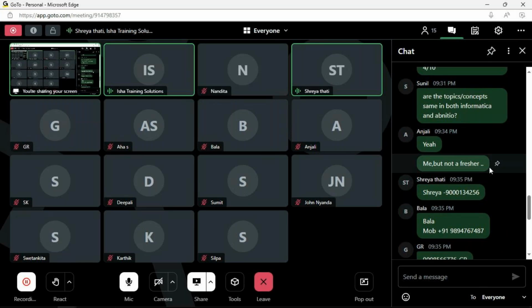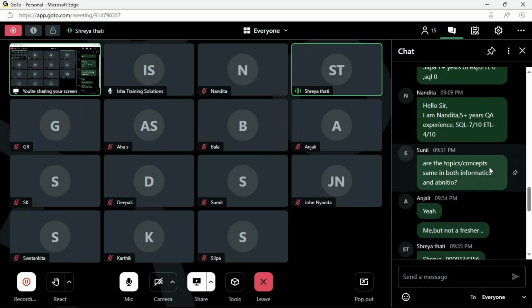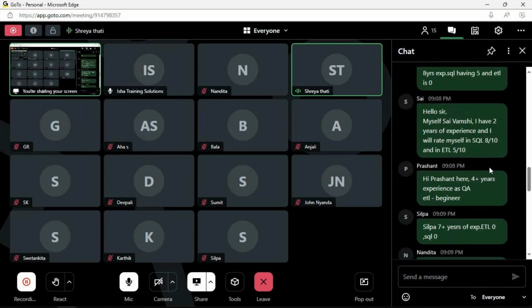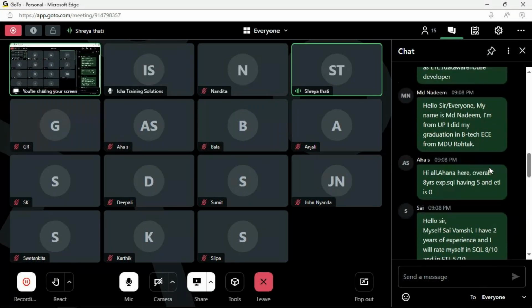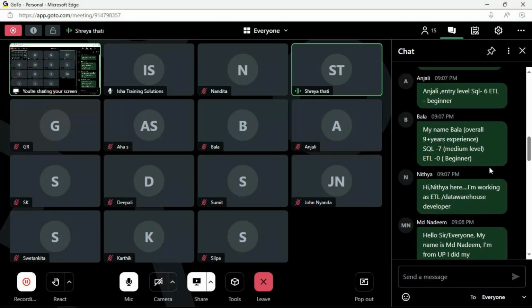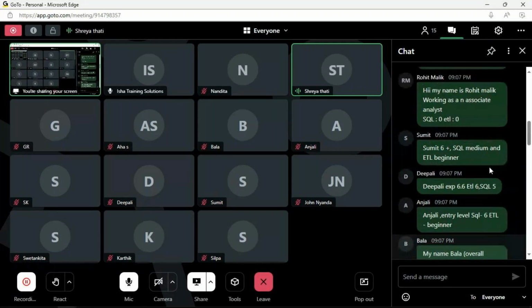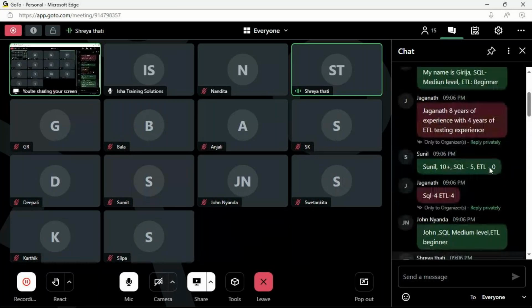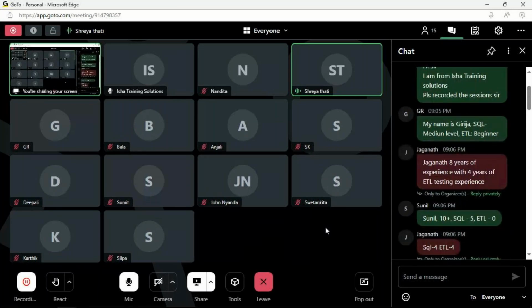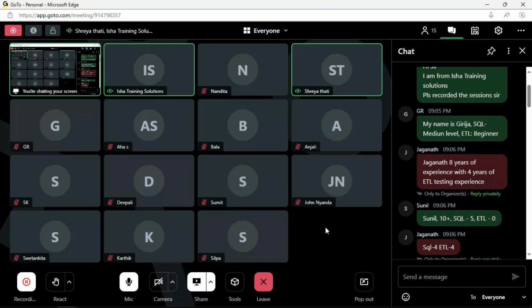Actually, I have posted my question there. I'm a functional tester with 7 years of experience, so I'm trying to have a career change. If I learn these ETL testing concepts and get hands-on with it, will I be able to switch my career from functional tester to ETL tester? Is it possible, and will I be considered a fresher, or how does it go?